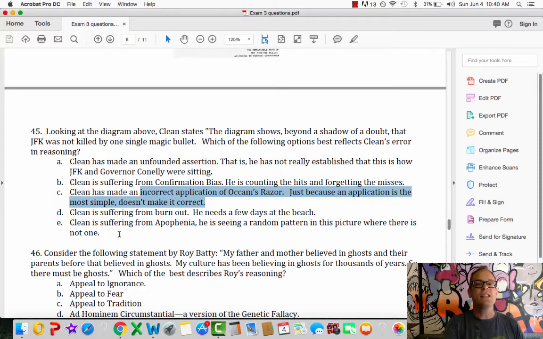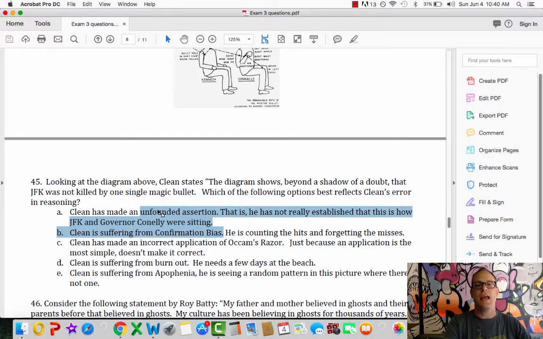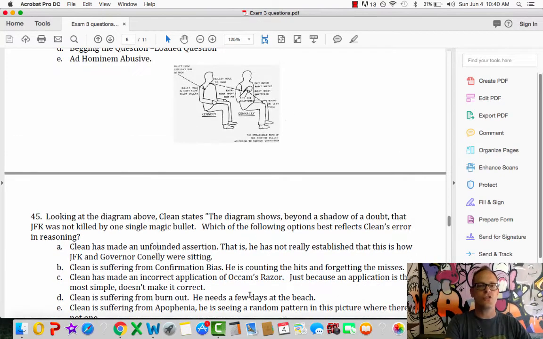Okay, C, he's suffering from apophenia. He's seeing a random pattern in this picture where there is not one. Ish, at least it relates to the picture, but the best answer here has really been A, right? This is an unfounded assertion.